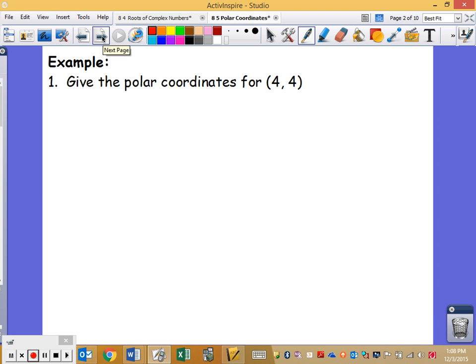Give the polar coordinates for this rectangular form of (4, 4). If you graph this out, I'm 4 units right and 4 units up. 1, 2, 3, 4. 1, 2, 3, 4. Here's my dot. How do I find polar? Remember, polar is r comma theta. Do I know my radius? How do you find the radius?